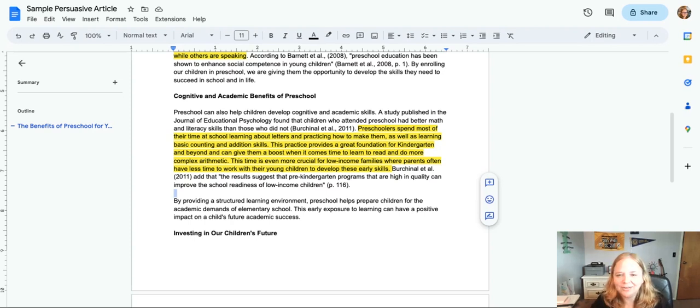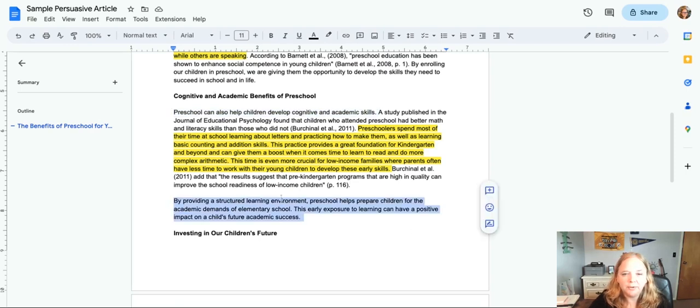So you can see I've tied it all together. In the beginning here, we didn't talk about low-income children, but it was added to this direct quote. And so I made sure to tie that in by adding a sentence in here about low-income families and how preschool is even more beneficial for them. So now we've got a really rounded out argument. We've got evidence to support it. We've got the topic sentence here, and we've got the summary sentence down here.